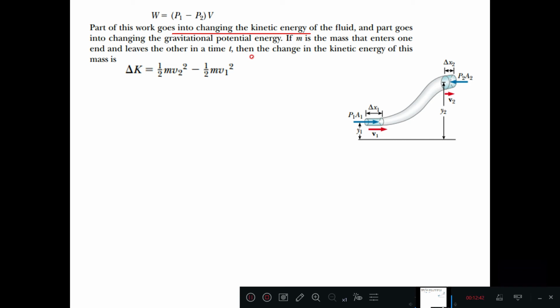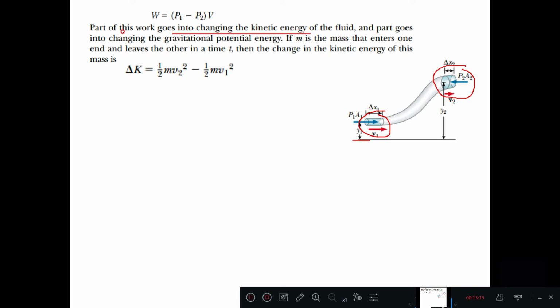If m is the mass that enters one end and leaves the other end in a time t, then the change in kinetic energy of this mass is delta K, which is half mv square. Means you can take the kinetic energy here and here, and we get the change in kinetic energy. As the kinetic energy changes, the potential energy also changes. At this position, if you take the kinetic energy here and also the kinetic energy here, here the kinetic energy will be less, the potential energy will be more. Here the kinetic energy is more, the potential energy is less.